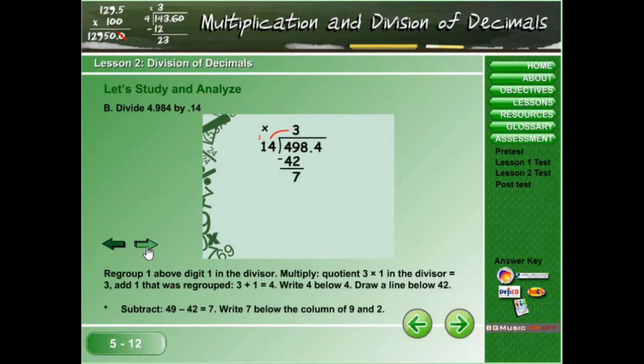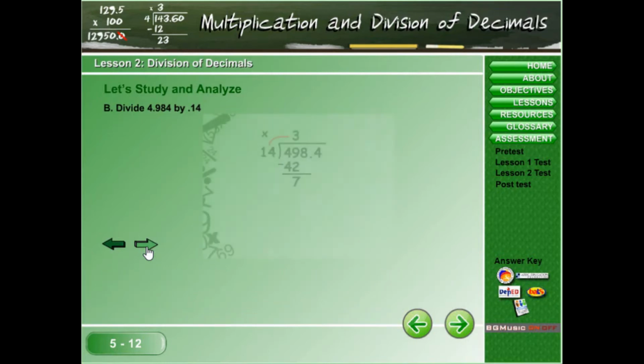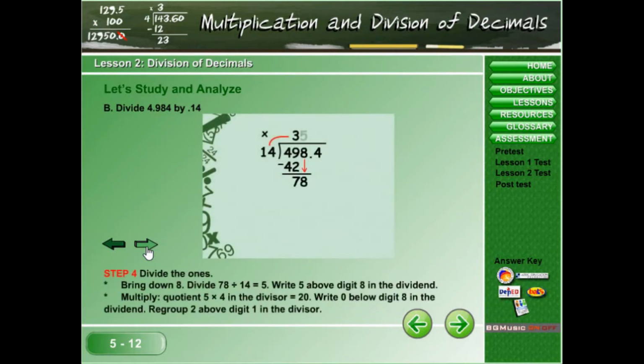Subtract. 49 minus 42 equals 7. Write 7 below the column of 9 and 2. Step 4. Divide the ones. Bring down 8. Divide 78 divided by 14 equals 5. Write 5 above digit 8 in the dividend.